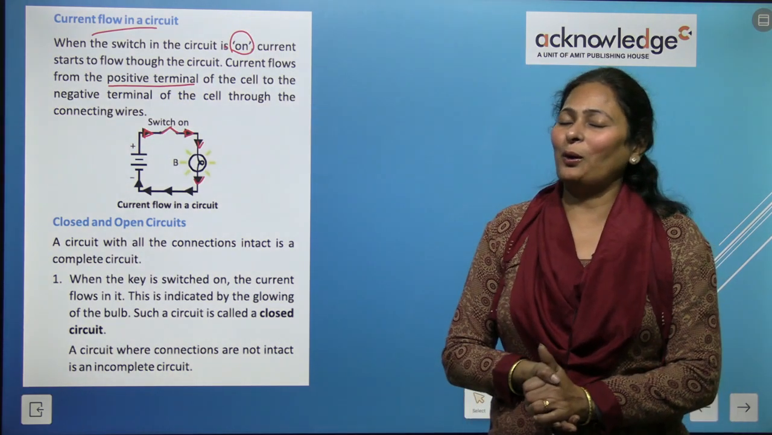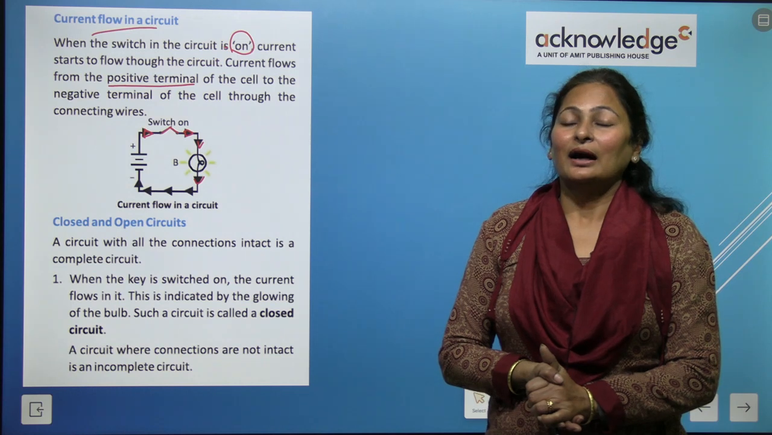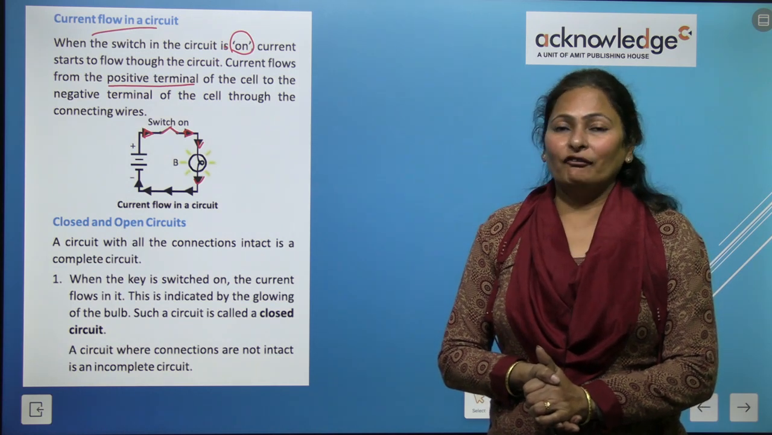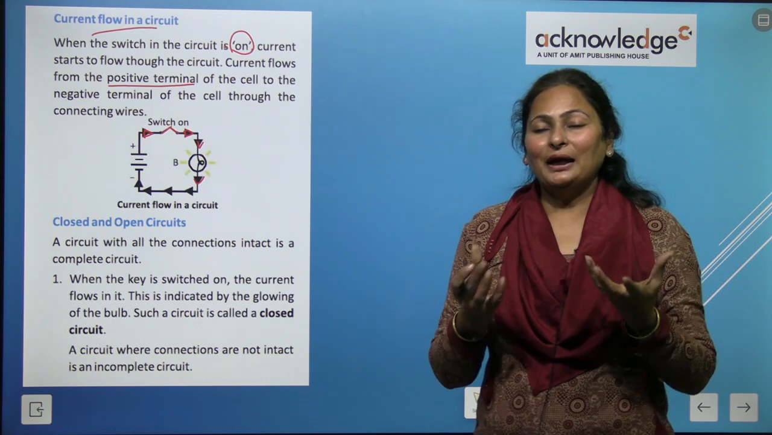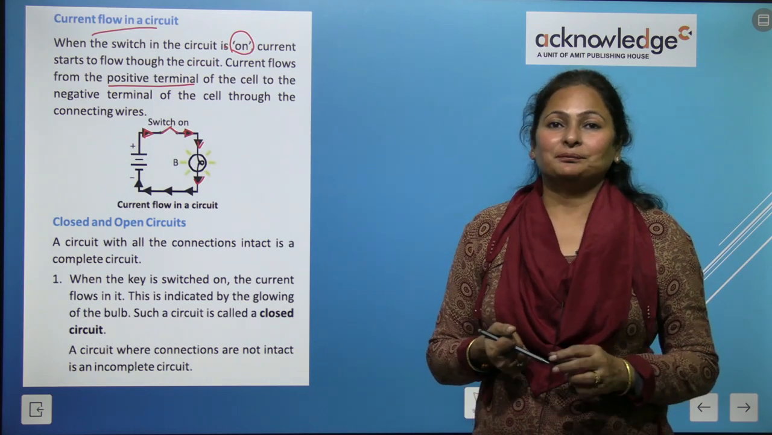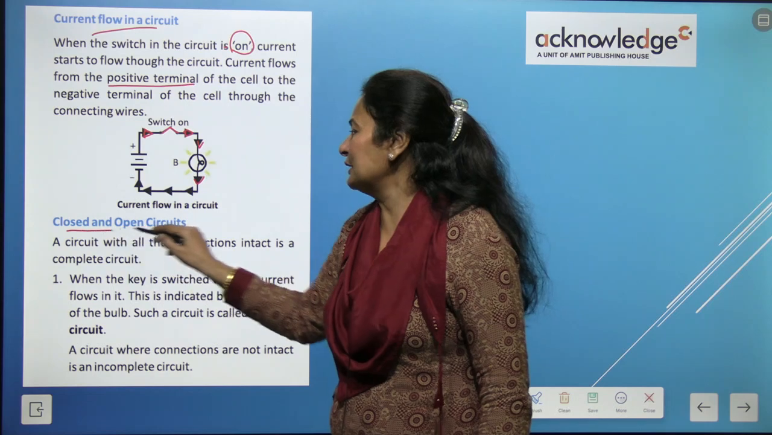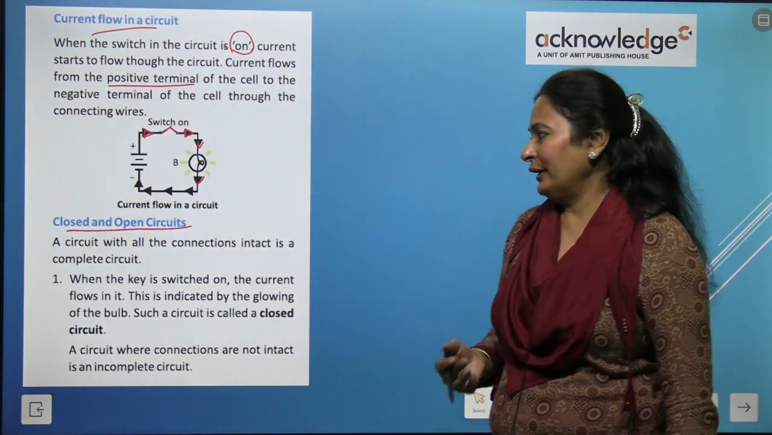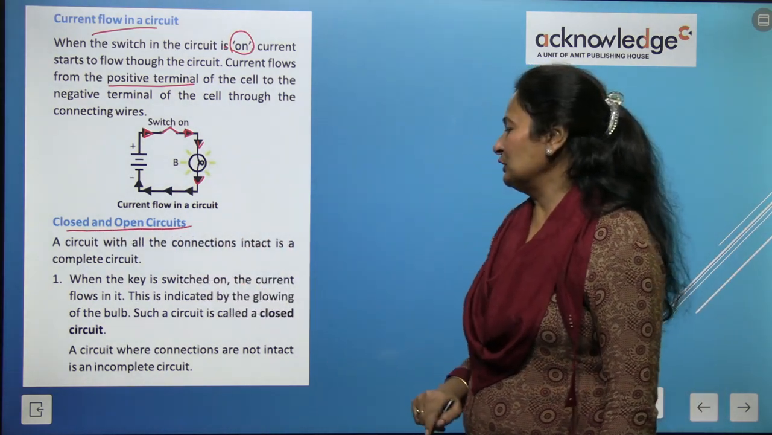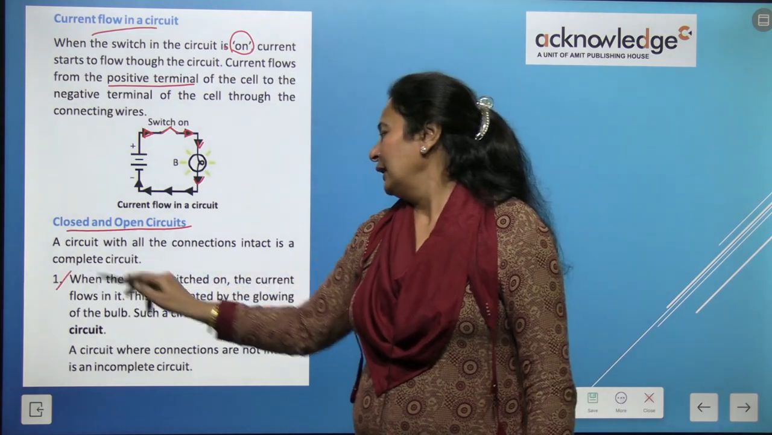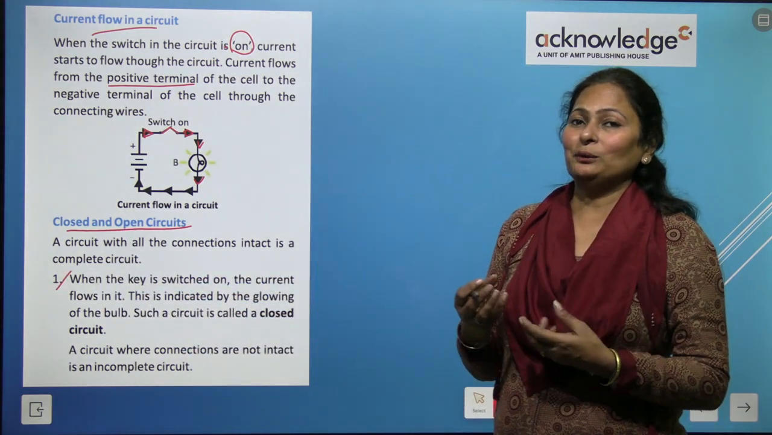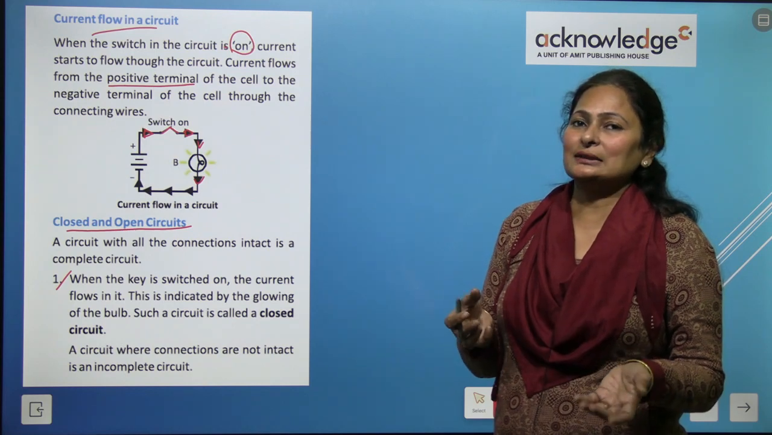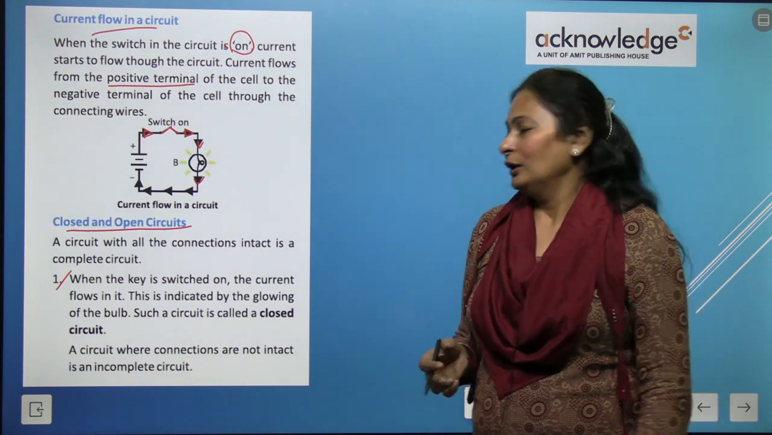Hope you all are clear. Understand it very well. This is a very important thing. This is the base of electricity. Now, closed and open circuit, we already discussed. When the key is switched on, the current flows in it. This is indicated by the glowing of the bulb. As I told you, you come to know the circuit is completed when the bulb is glowing.